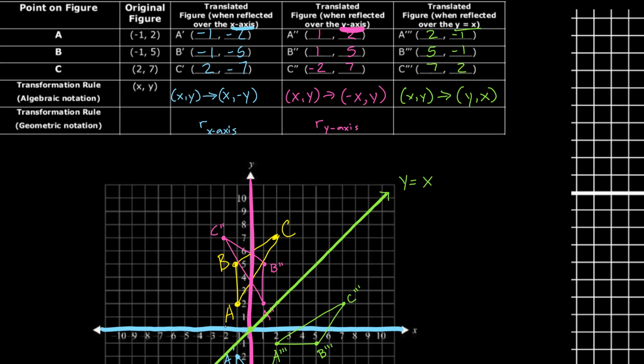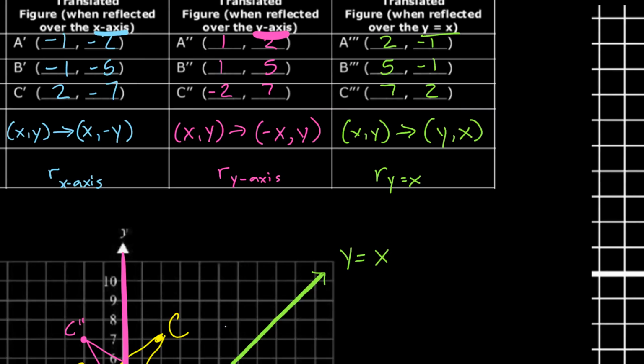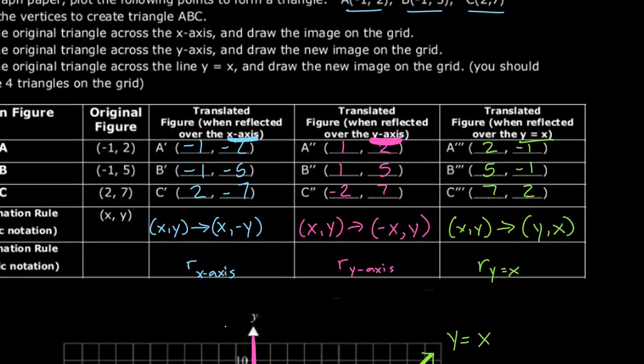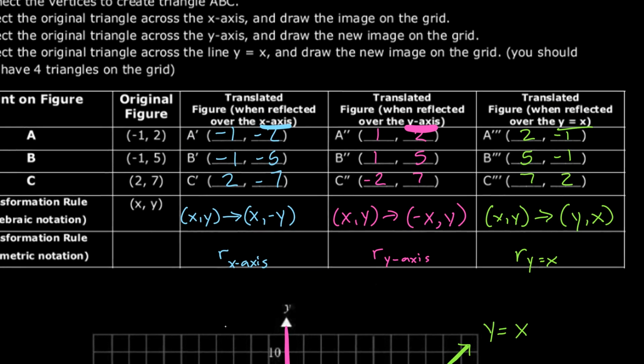No, all we did was flip them. We didn't negate anything. So either you can remember the reflection rule, or you can do it on a graph.